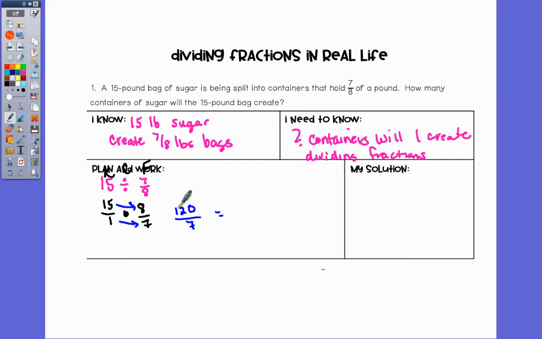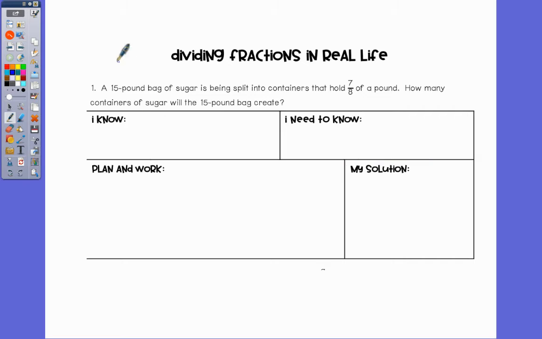How many times does 7 go into 12? The answer is 1. You've got a remainder of 5. How many times does 7 go into 50? The answer is 7. 7 times 7 is 49. I have 1 remaining. So it will fill 17 and 1/7 containers. That's what we got.